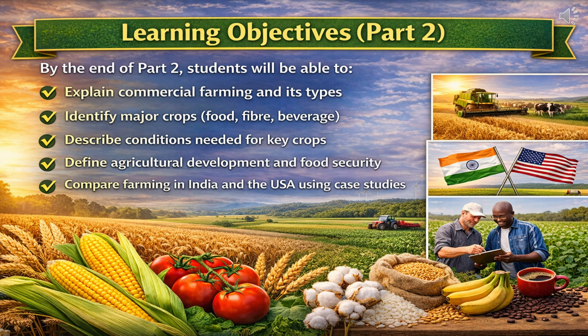By the end of today's lesson, you will be able to explain commercial farming and its types, identify major crops, and understand what conditions crops need to grow. We will also learn what agricultural development means and why food security is so important. And finally, we will compare farming in India and the USA using case studies. Sounds exciting, right? Let's warm up first.